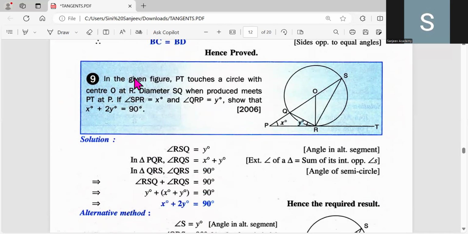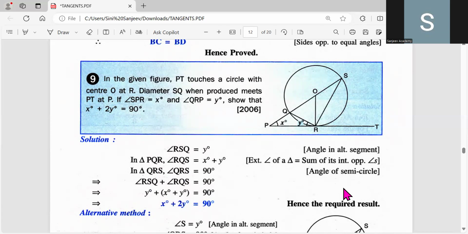Then we can see in this question, in the given figure, PT touches a circle with center O. Diameter SQ when produced meets PT at P. If angle SPT is equal to X, angle QRP is equal to Y, then X plus 2Y is equal to 90. So RSQ is Y degrees. PQR is X degrees plus Y degrees. Angle QRS is equal to 90. And add the two things, I'll be getting 90. So substitute all of these values, Y plus X plus Y. So I'll be getting X plus 2Y is equal to 90. That's a simple thing only.